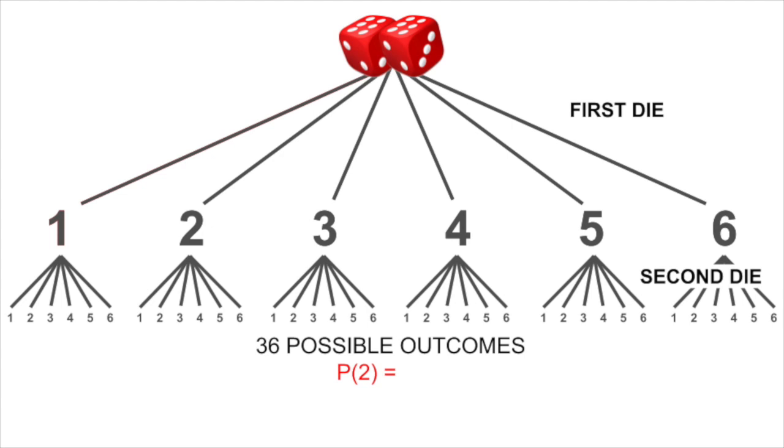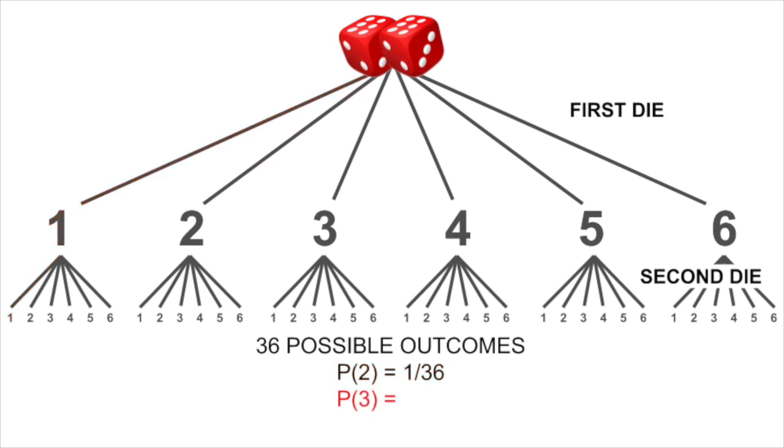Now remember, that's not rolling a 2 on just one die, that's rolling a total of 2 on both dice. And the only way to do that is by rolling a 1 on both dice. If you look at the red parts of the tree diagram, you can see that the first die is a 1 and the second die is also a 1 for a total of 2. So there are 36 possible outcomes and only one of them has a total of 2. So the probability of rolling a 2 is 1 out of 36.